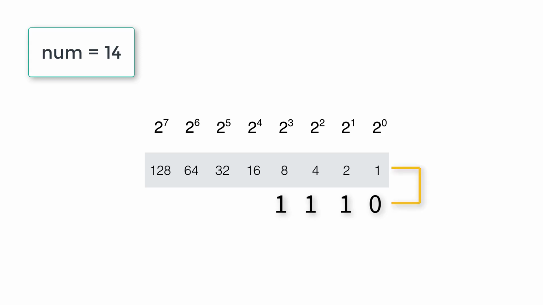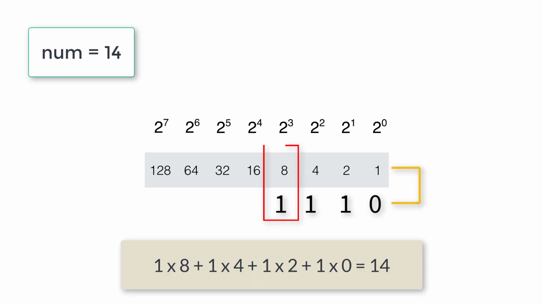But once we convert it, we can even verify it by writing 1 into 8 plus 1 into 4 plus 1 into 2 plus 1 into 0. If you multiply and add it, you will get the original number, which is in decimal form, which is 14. So this is how we verify if our binary number is actually equivalent to its decimal counterpart.